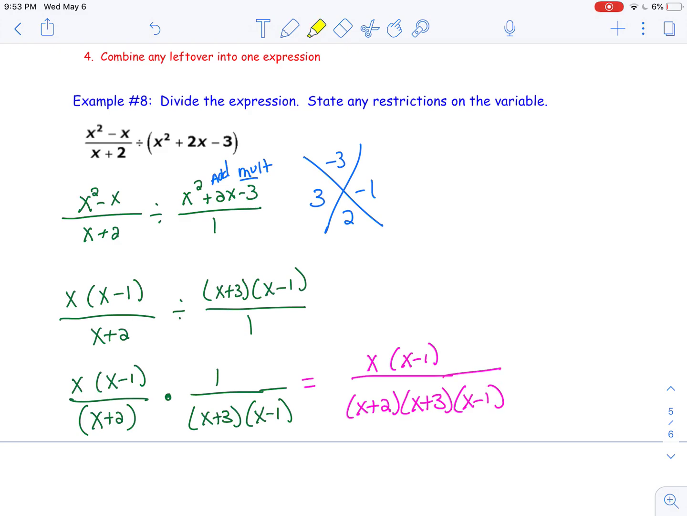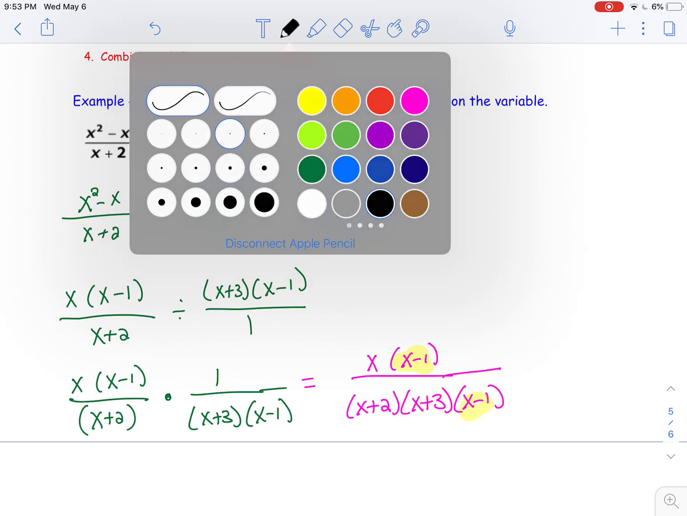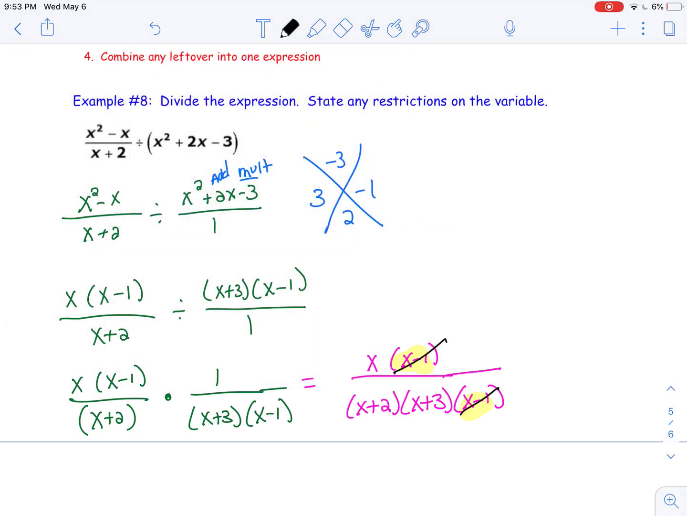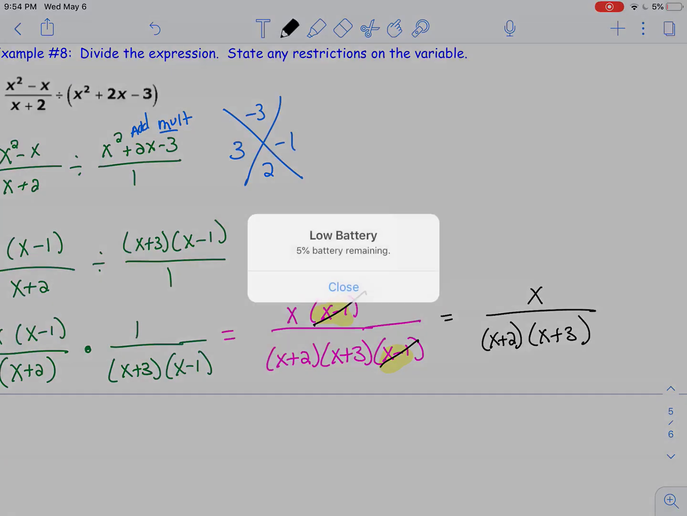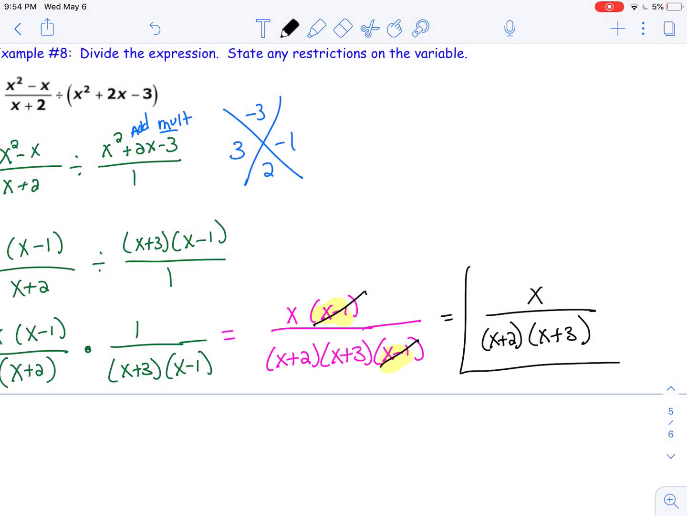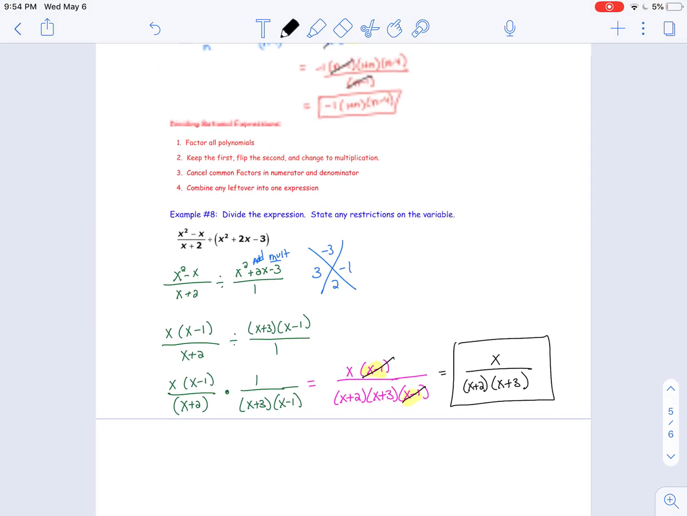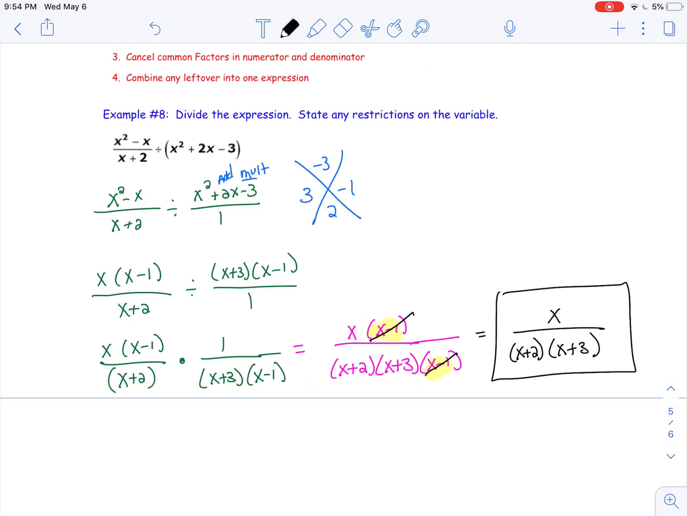I need to look at what will cancel. My x minus 1s will cancel, so I'll go ahead and cancel those. Nothing else looks like it'll cancel. I can't cancel that x with anything because everything below is in parentheses with an addition sign, so I can't split those up. So this is my final answer. I've now divided those.